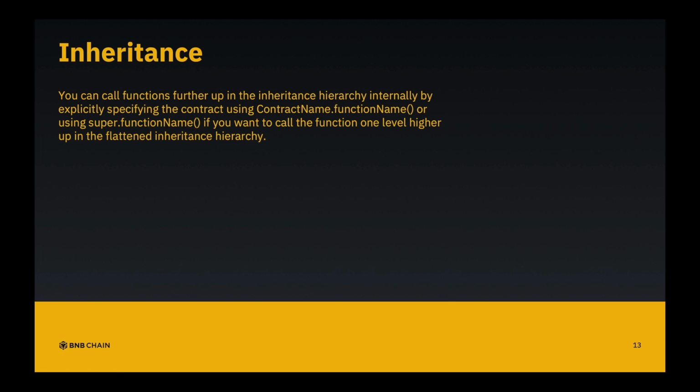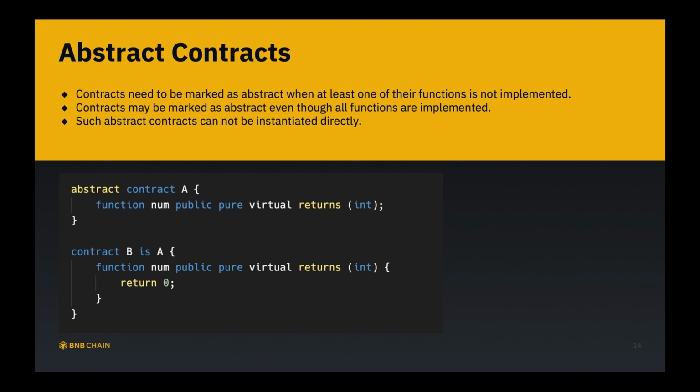Note that when invoking a function, it will invoke the most derived function. It will use the function that appears in the most derived class in the derivation tree. But you can also call functions further up in the inheritance hierarchy internally by explicitly specifying the contract using contractName.functionName, or using super.functionName if you want to call the function one level higher up in the flattened inheritance hierarchy. That is pretty much all for inheritance.